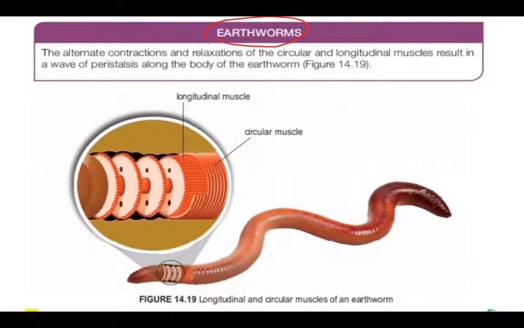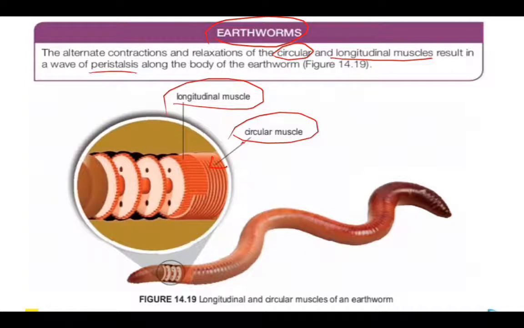Then earthworms. The alternate contraction and relaxation of the circular and longitudinal muscles results in a wave of peristalsis along the body of the earthworm. So here the earthworm has two muscles, circular and longitudinal muscles. Here are its circular muscles and these are its longitudinal muscles. Okay, so their contraction and relaxation are also antagonistic. If the longitudinal muscle contracts, the circular muscle must relax. Okay, so this alternate contraction and relaxation will result in peristalsis along the body of the earthworm.